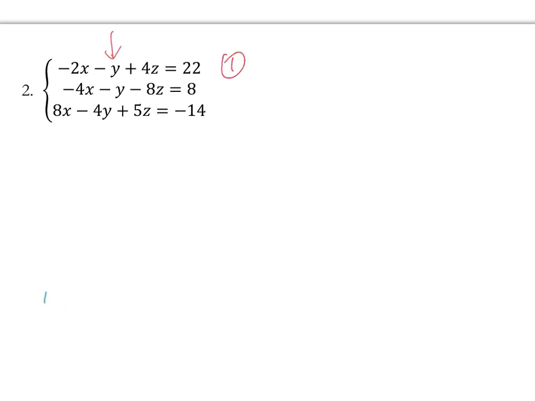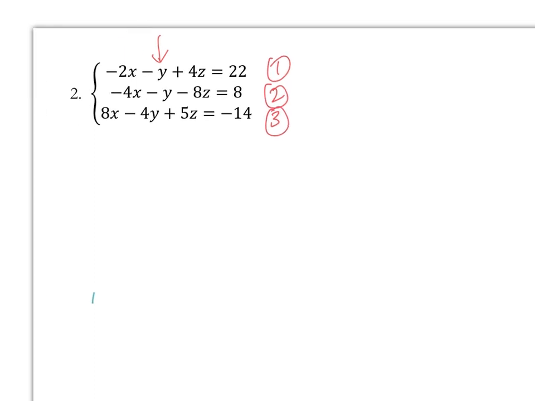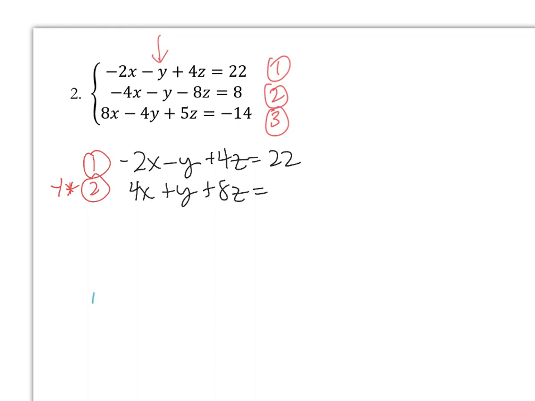So if I want to eliminate x, I can do 1 and 2 together. All I would do to make that happen is one of them has to get multiplied by -1. So I'm going to multiply the second one by -1. The top one stays the same: -2x minus y plus 4z equals 22. And then this will be positive 4x plus y plus 8z equals -8. And we get 2x, eliminate, plus 12z, sorry, equals 14.